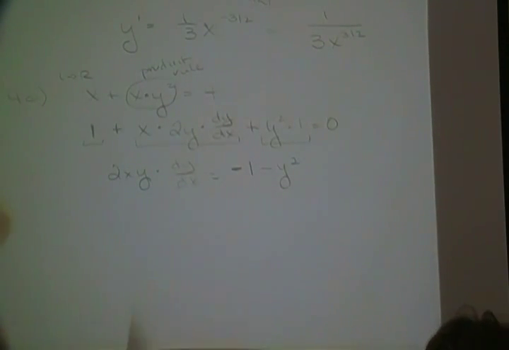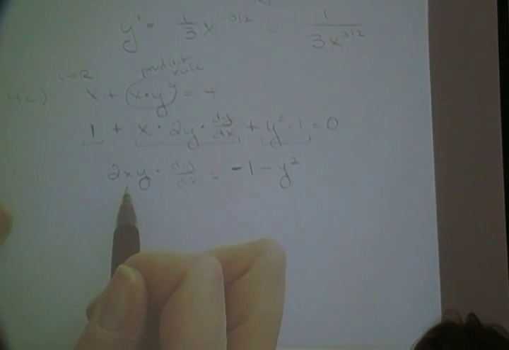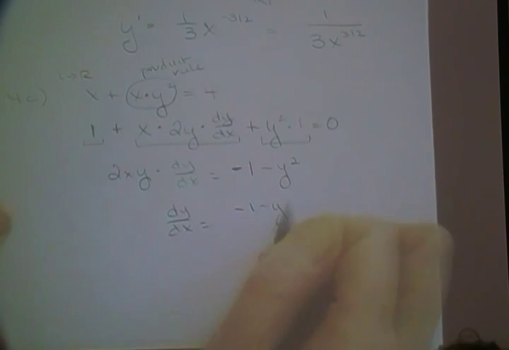And my last step then is to divide by this thing that's being multiplied by dy dx. Negative 1 minus y squared all over 2xy is my derivative. Implicitly, and that's how I end up with dy dx.